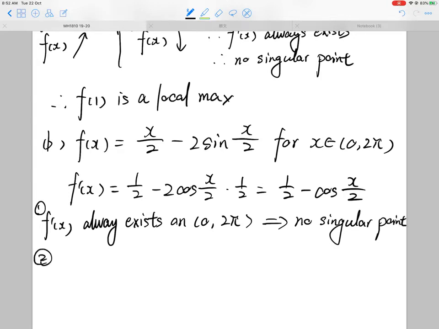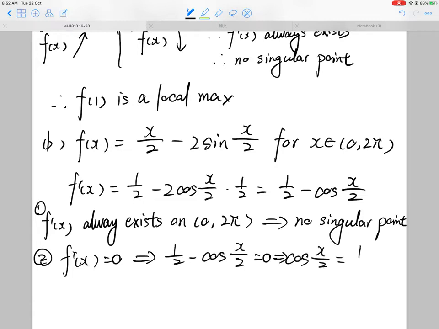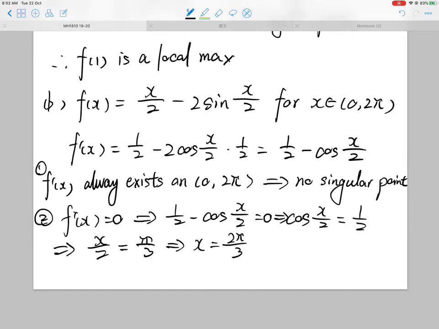Then what about the critical point? f prime x equals 0, which means half minus cosine equals 0, which means your cosine equals half. Which means your x over 2 is what? It's pi over 4. No. Cosine what equals half? Cosine pi over 3 equals half. So x is 2 pi over 3.